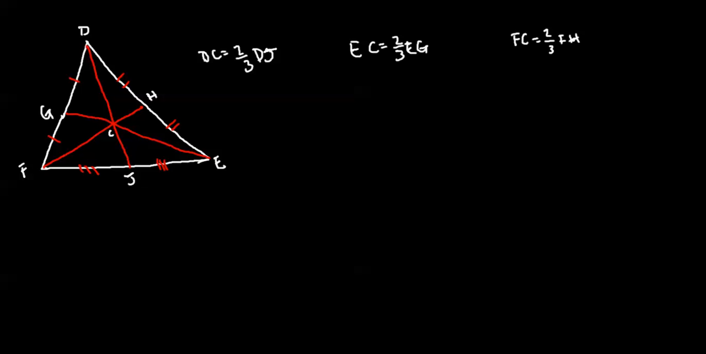So if we look at EC equals 2/3 of EG. And similarly, FC equals 2/3 of FH. In a triangle, the point of concurrency of the medians is the centroid of the triangle.